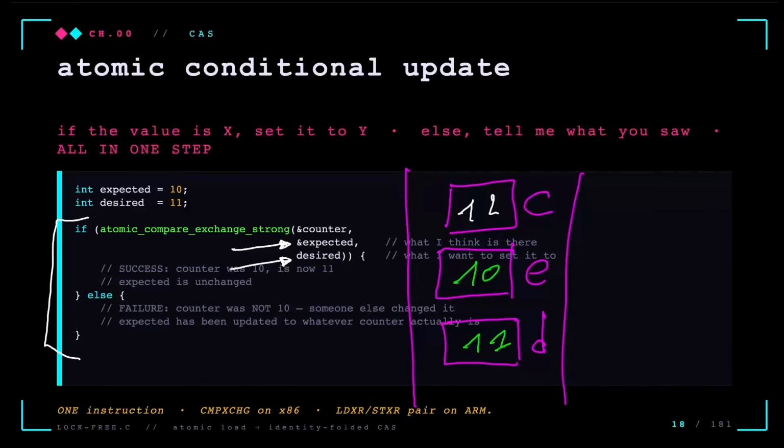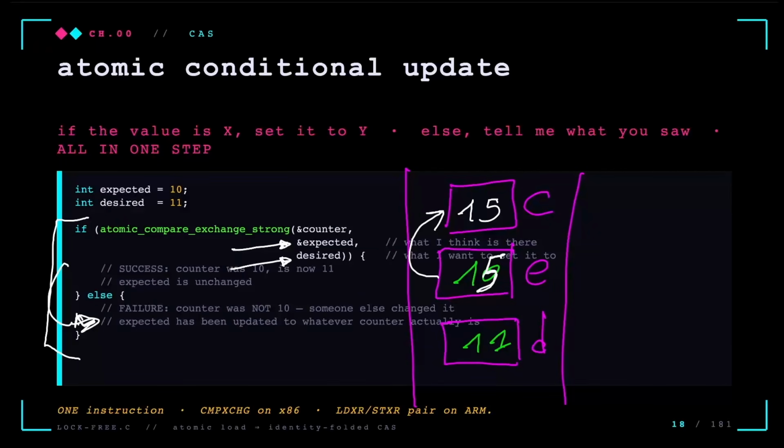However, let's have a sad case right now, and let's say it's equal to 15. It's going to compare. 10 is not equal to 15. So what it's going to do instead, it will set the expected value back to 15. And it's not going to update. But you will know that it didn't update because you will be in the else block.